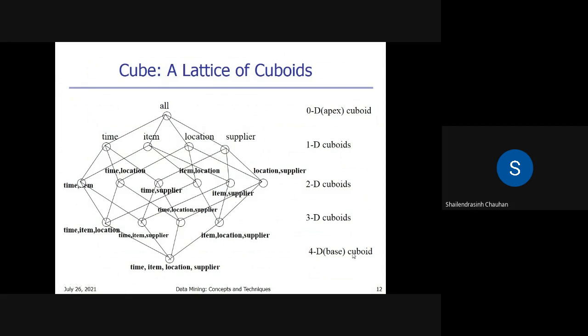Now, assume that you have maximum 3-dimensional data. Or let us assume this example itself, where you have time, item, location, supplier at this cuboid, where you have 4 dimensions. So you are going to have a 4D cuboid. Same way, in a 3D cuboid, you will have the data of 3 dimensions. 2D cuboid, data of 2 dimensions. 1D cuboid, data of 1 dimension. 0D cuboid, that means all the data are stored at a common place.